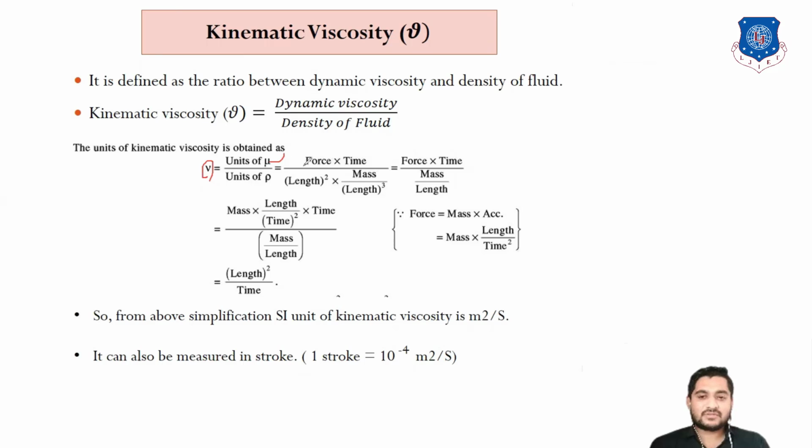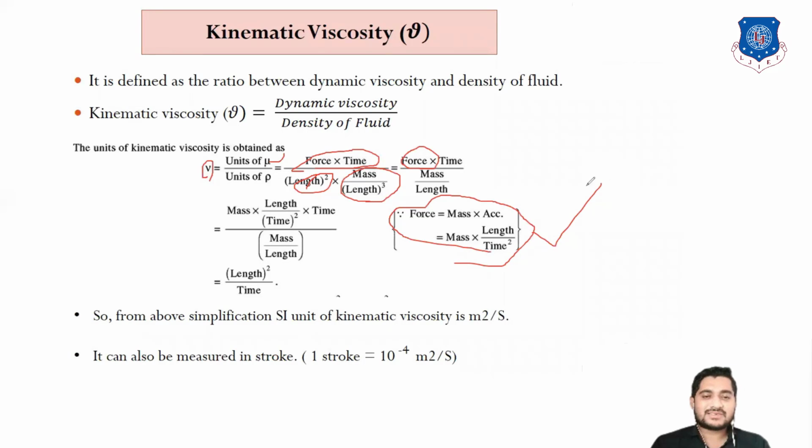So the SI unit of dynamic viscosity is Newton second per meter square. So here it is Newton second per meter square divided by rho. Rho, that means density, kg per meter cube, right? So from simplification, it gives force into time divided by mass per length. So what do we mean by force? Force F is equal to m into a, mass into acceleration.